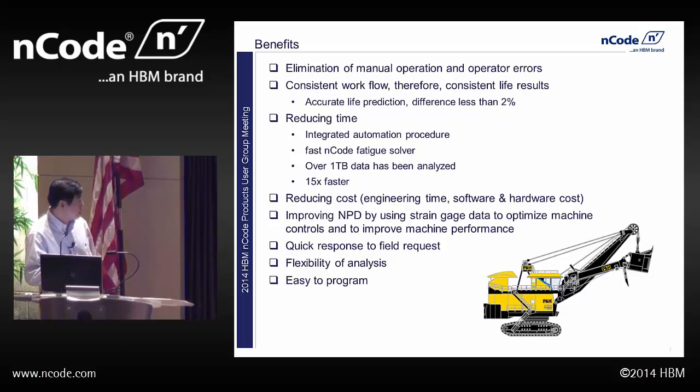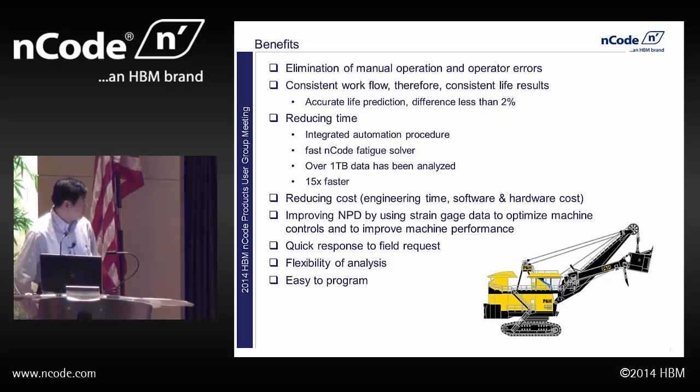Another big benefit is that we can get the results pretty fast, so we can improve new product development by using the strain gauge data to optimize machine controls and improve machine performance. In the current test, we were able to help them double their daily productivity since the end of last year. That means in 1 day the machine can move more material without putting more damage on the machine. So it's pretty significant.